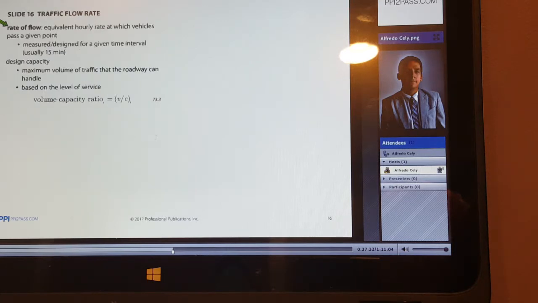Now the next part when we deal with traffic volume is the rate of flow. And this is equivalently the hourly rate at which vehicles pass a given point. It is measured for a given time interval and is typically used for 15 minutes. Now when it comes to the design capacity, this is the maximum volume of traffic that the roadway can handle. And this is based on the level of service. And it's given by the volume to capacity ratio, which is equation 73.3 of CERM.